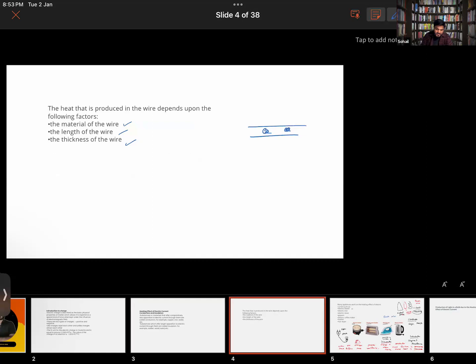These are the factors that will determine the amount of heat produced. These are very important. Do remember that.